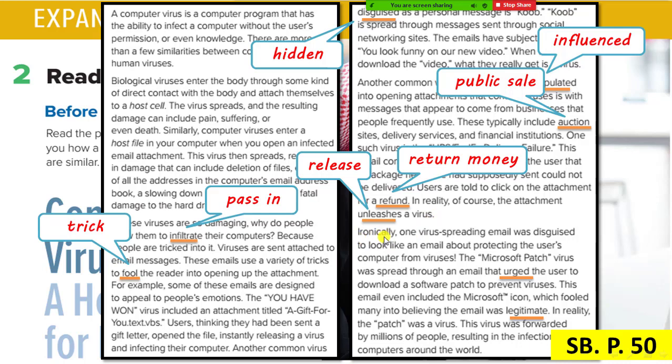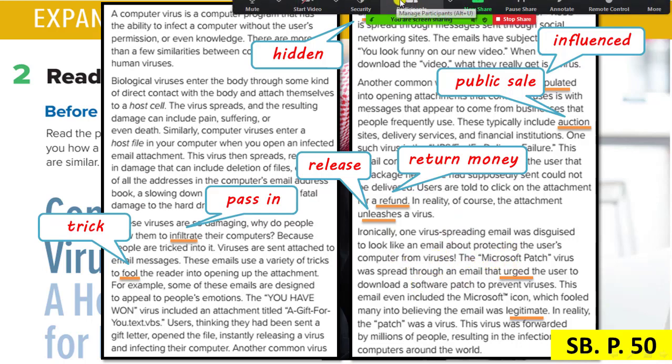Ironically, يعني بشكل استهزائي, one virus spreading by email was designed to look like an email about protecting the user's computer from viruses. يعني بشكل استهزائي بيبعت لك فيروس to protect, saying that he wanted to protect your computer. Okay, who can complete the Microsoft patch?